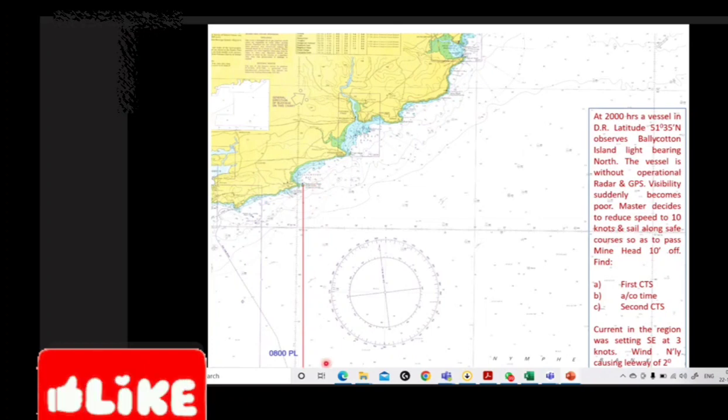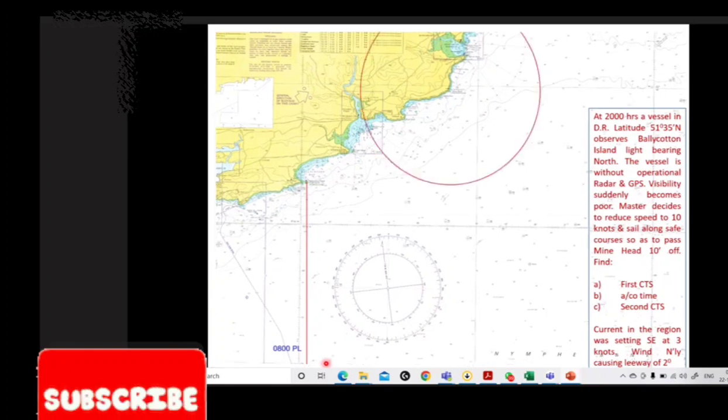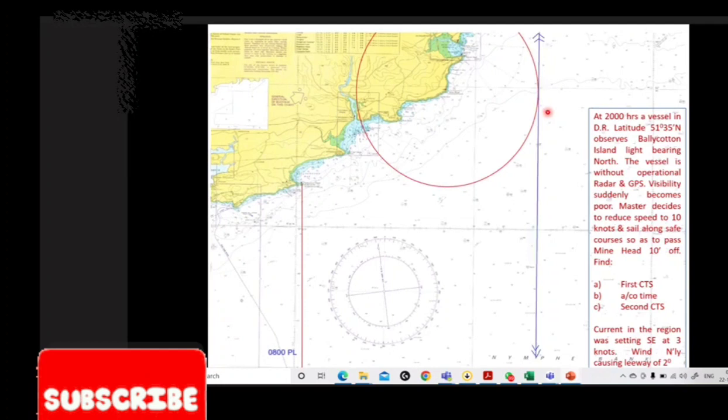Now, at 2000 hours, we put this safety circle. You want to pass Mine Head at 10 miles off. Second safety circle is fine? Yes, sir. Now, in this case, we will transfer the first PL tangential to this circle. And the transferred PL will be marked with 2 arrows at each end. Correct?